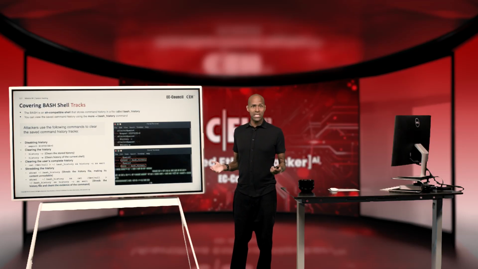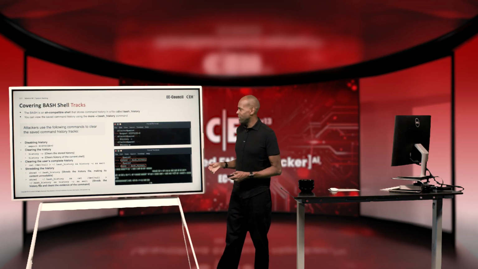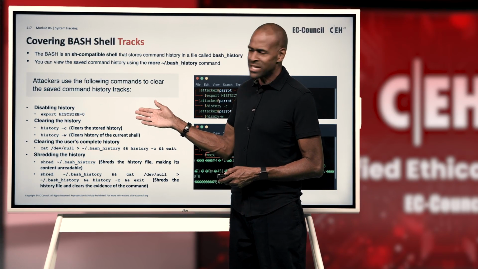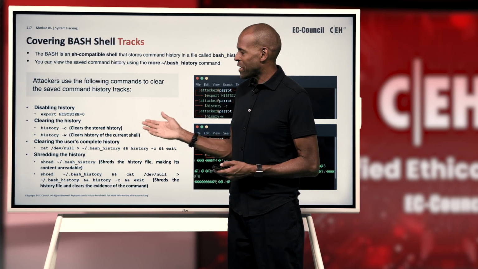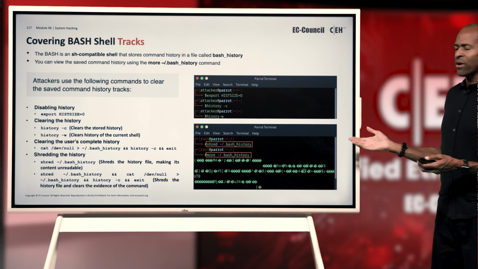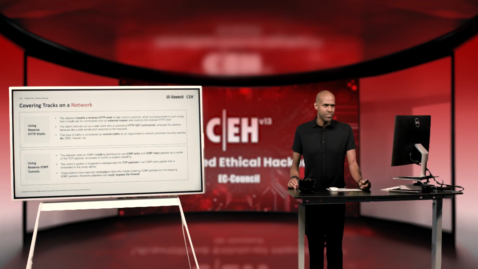On Linux, it's a lot easier. Linux tracks far fewer of the things that you do on Linux. So we can export HISTSIZE=0. If you want to disable it, to clear it, history -c or -w for that current shell. So there are a few commands, we can shred history, etc. on Linux. And then we want to cover our tracks on the network.